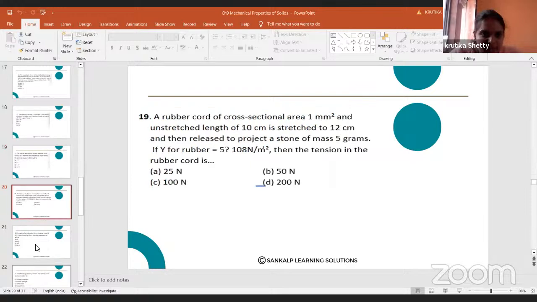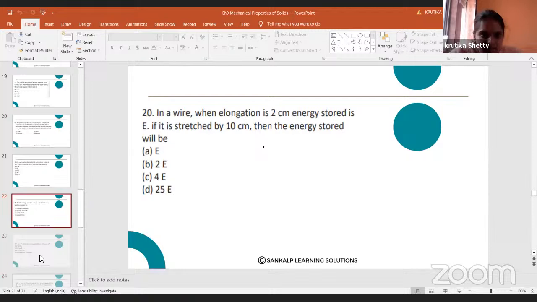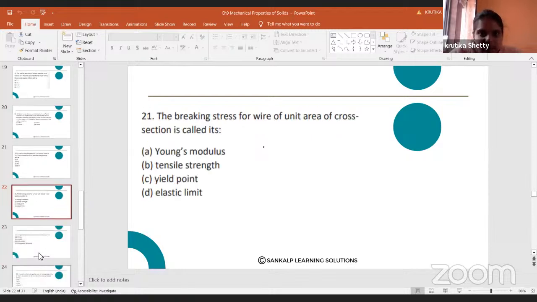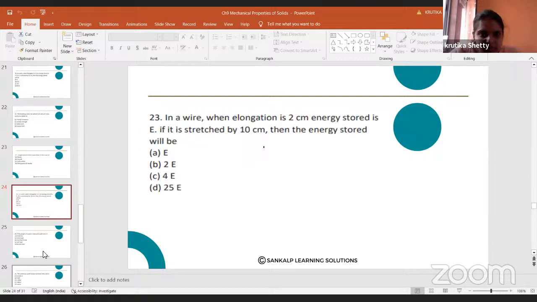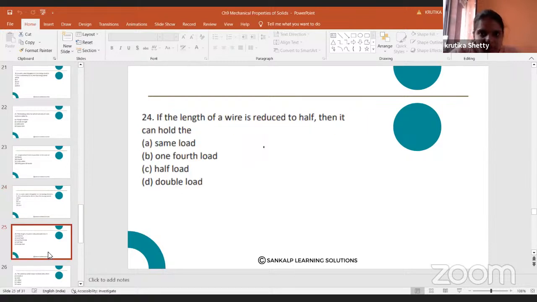This one we have already solved. This is also covered. Okay, this one: if the length of a wire is reduced to half, then it can hold the same load, 1/4 load, half load, or double load. So the relation between length and force. You are reducing the length to half. So what happens to the load?